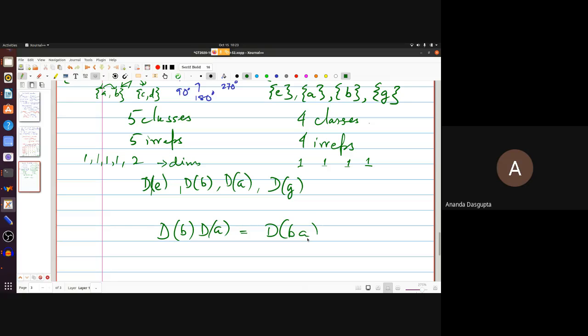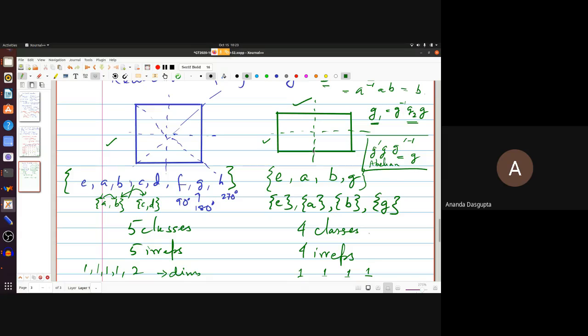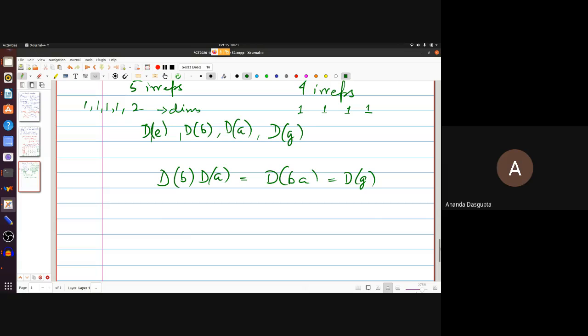Because it's a representation matrix, and because BA is G, you will get DG. But BA is G also for the rectangle symmetry group. So it's sort of obvious, if you think about it, that any representation of the square will also give you a representation of the rectangle, by taking a subset of the representation matrix elements. Is this issue clear, or do I need to clarify this further? I want a yes or a no. Yes, sir, it's clear. Okay.